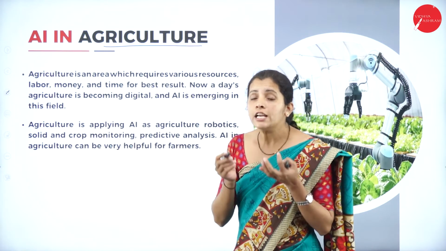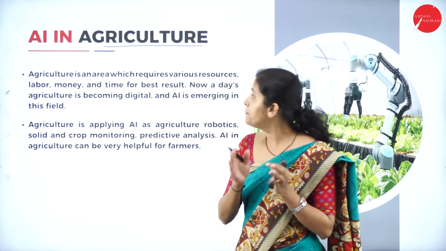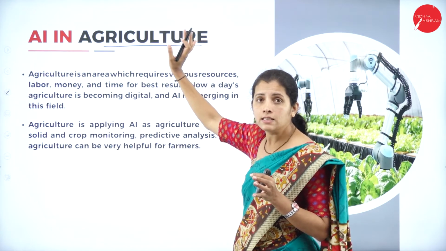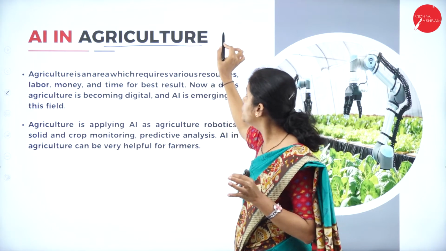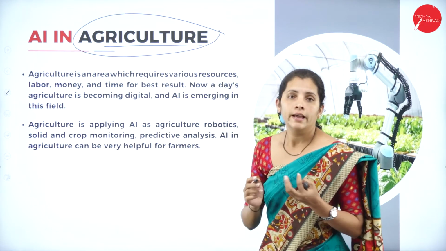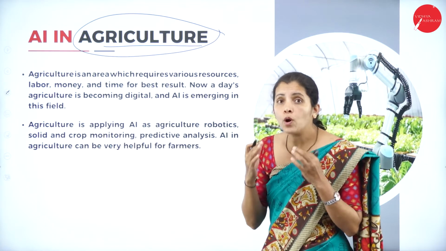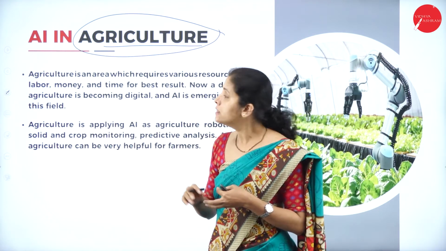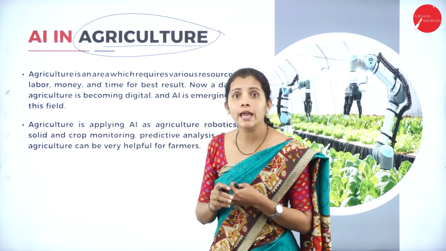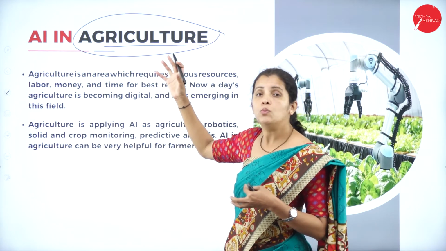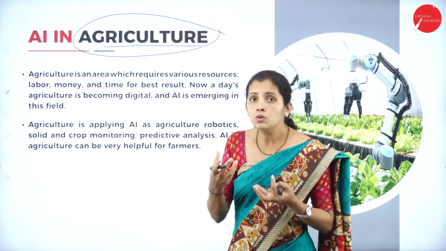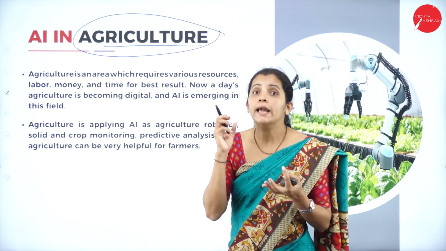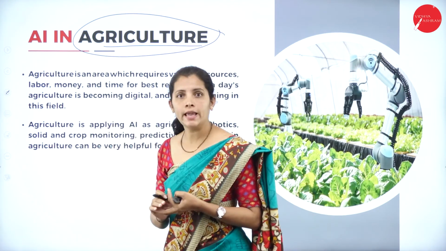Now, the national income depends on agriculture, and most of the people depend on agriculture. To provide better harvesting, once again I'm going to use AI. Now tell me, how can I make use of AI in agriculture? To monitor the soil, to perform intelligent spray, or to detect insects. Once again, I'm going to use AI.